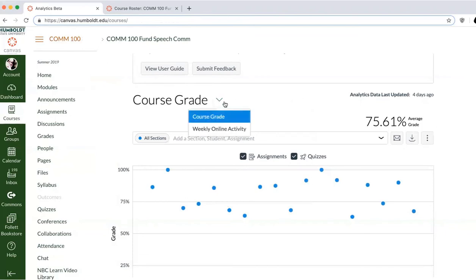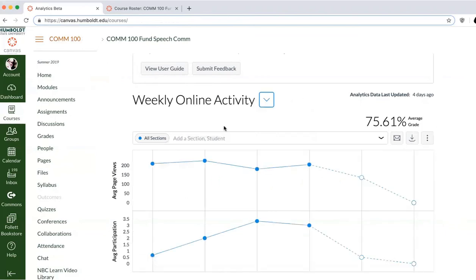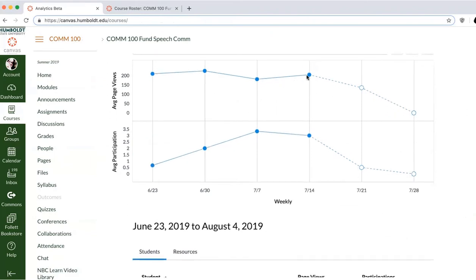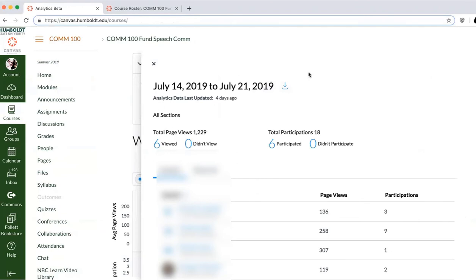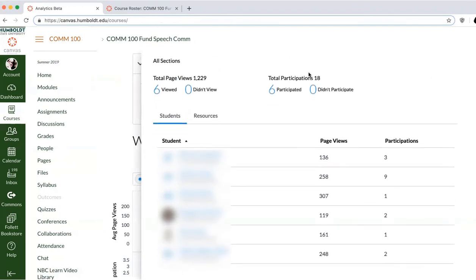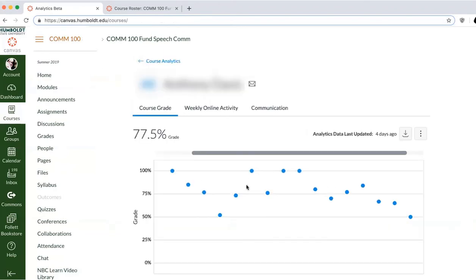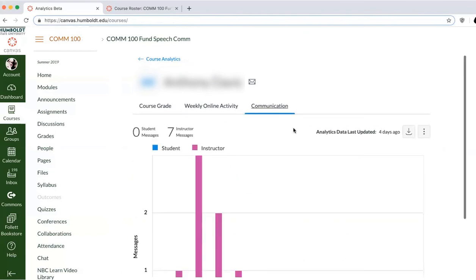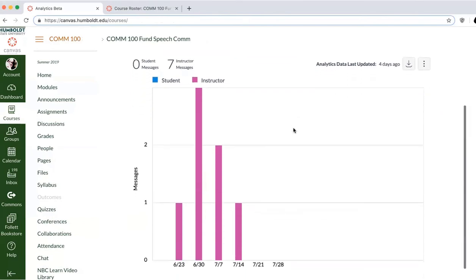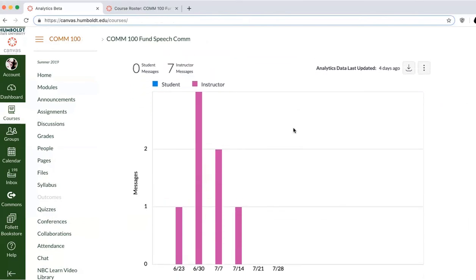In addition to the course grade, I can look at weekly online activity. So for example, I can click on the average page views and see who looked at pages, how many times they viewed pages, and this is important information for me. I can click on a student and it shows me the kind of grade they're getting. I can look at their weekly activity and also even look at communication. This shows that there were 7 instructor messages sent to this particular student.